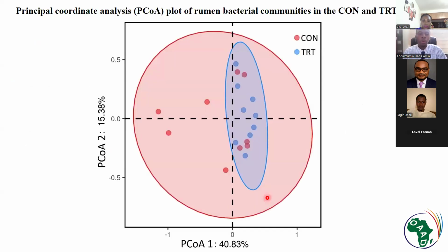This is an example of a PCoA plot from 2 groups, the control and the treatment group. It's very clear that the samples from the CON group are more diverse, while the samples from the TRT group are closer to each other. These points represent the replicates from the samples, and these are also replicates, and we can see how closely they are attached to each other.